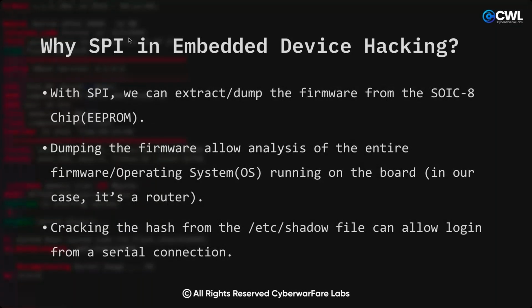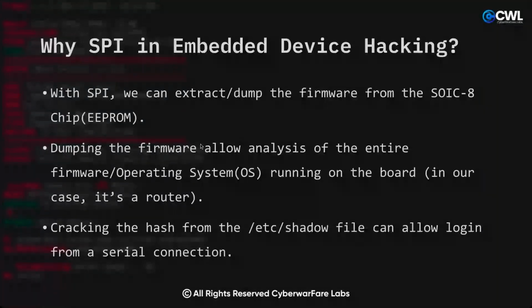With SPI, we can extract or dump the firmware from the SOIC. Dumping the firmware allows analysis of the entire firmware running on the board. We can actually extract the firmware from the router or from the camera. Then we can manually start analyzing the binary and try to find anything that can help us exploit the router or bypass the authentication. And the third thing is cracking the hash from the etc shadow file, which can allow login from the serial connection, which in our case is UART. So we will also see why we need this SPI.